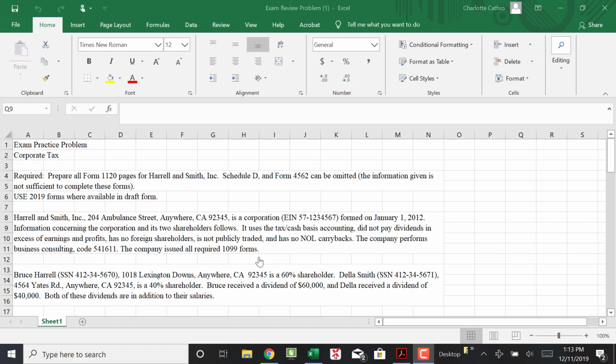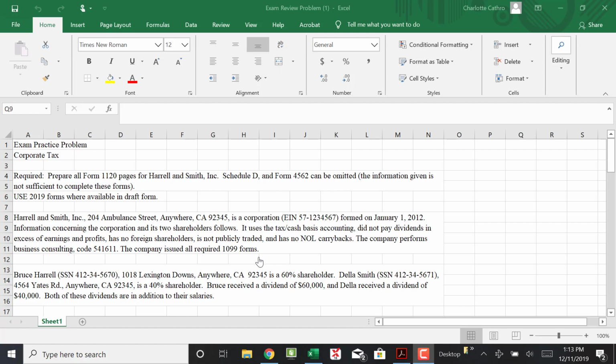They do not require you to fill out Schedule D or Form 4562, although they may have capital gains or losses, and they may have some depreciation. It just doesn't give you enough information to complete the entire forms. We should use the 2019 forms where they are available, and the 2019 1120 is available in draft form.